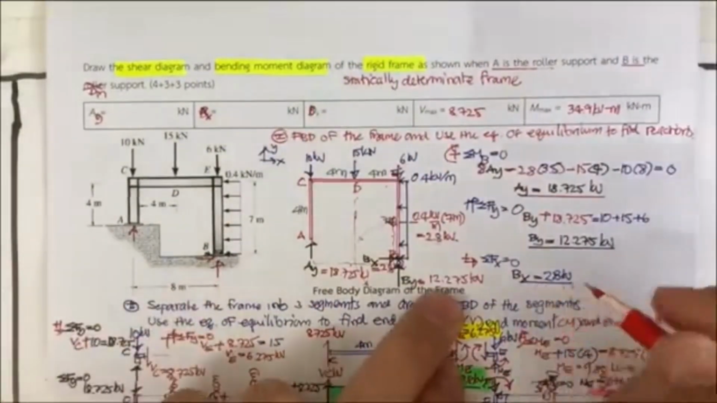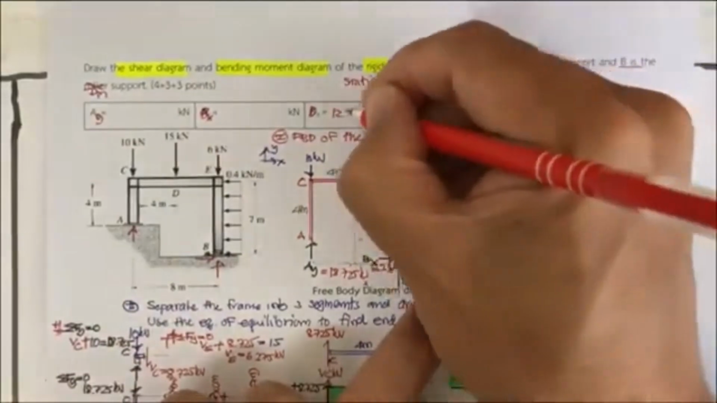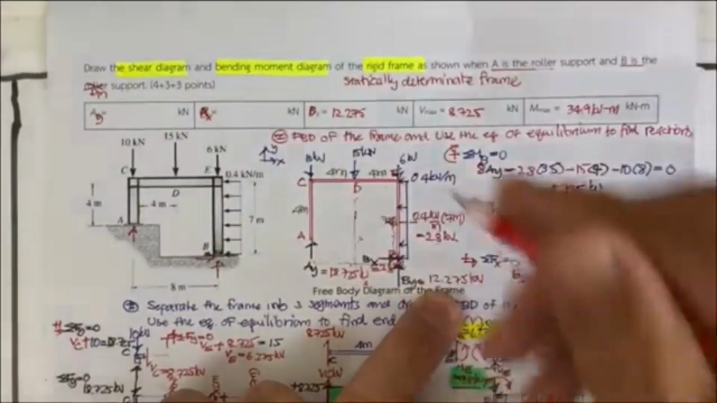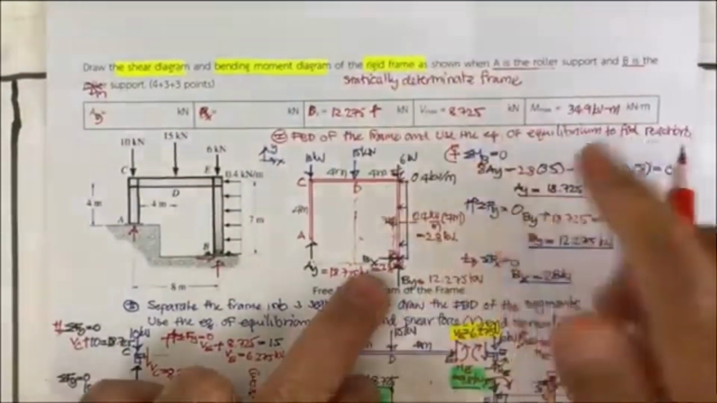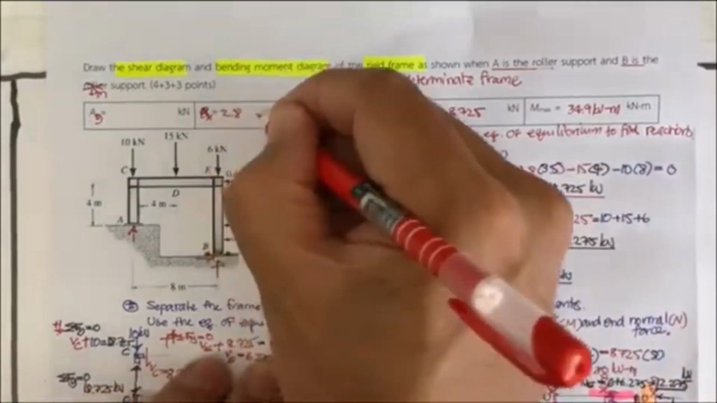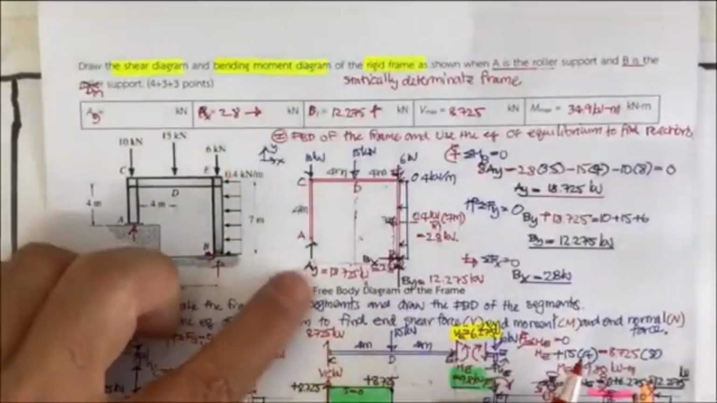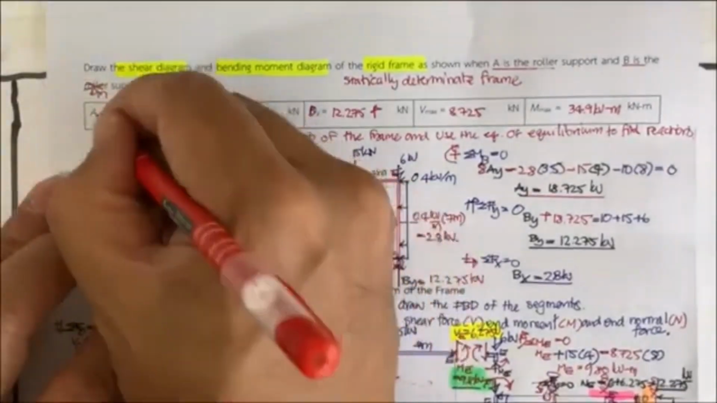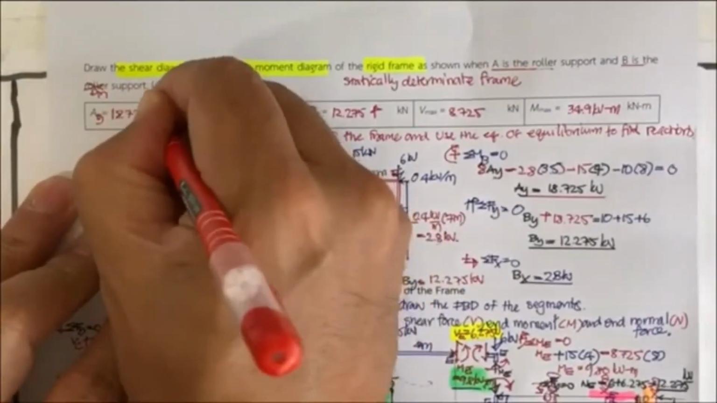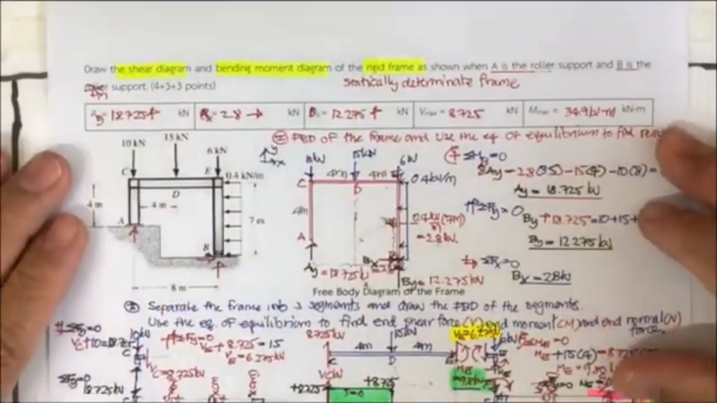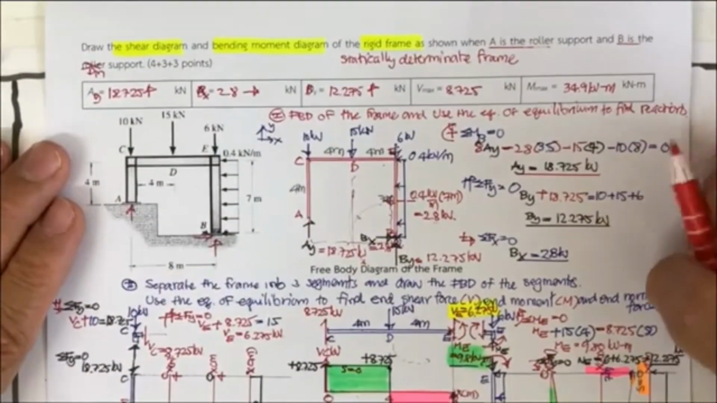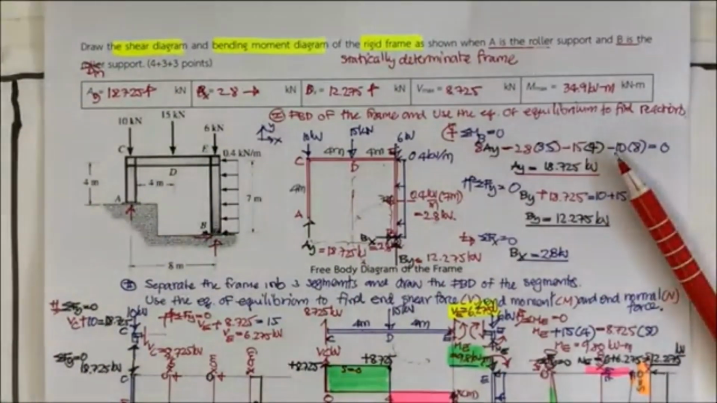And then what we have, the B sub y is 12.275 kilonewton, and it's upward. The B sub x is going to be 2.8 kilonewton in this direction, and A sub y is 18.725, upward. Okay, that is the final product of what we do for this example.